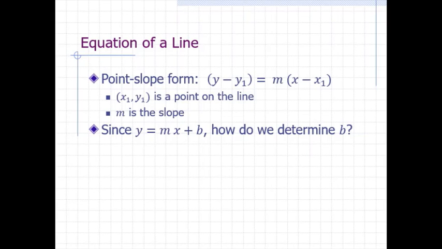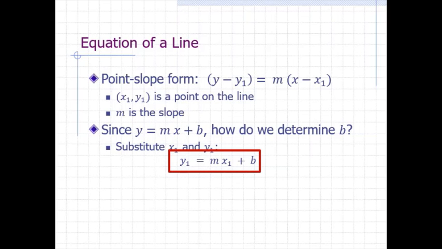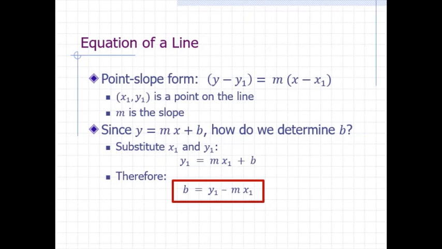How do we determine the y-intercept b? All we have to do is substitute x1 for x and y1 for y, and we get y1 equals m x1 plus b. Everything in this equation is known except b, so we can solve for b, and we get b is equal to y1 minus m times x1.